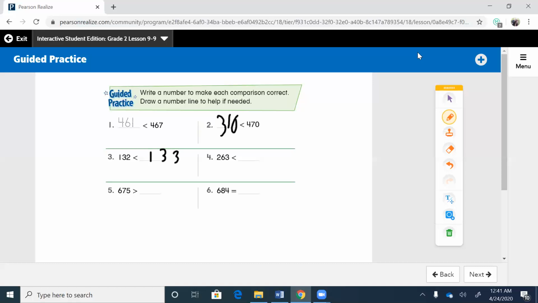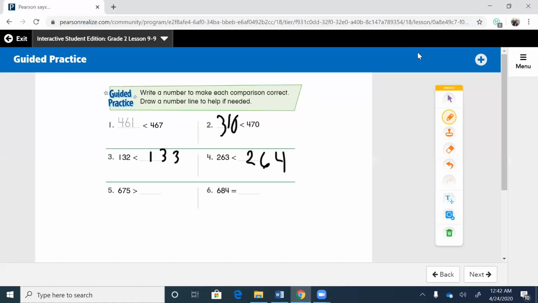Look at number 4. First thing you do is look at your symbol. I notice the alligator's eating nothing. What does that mean, guys? Yes, we need to find a number that's bigger, right? 263. A number bigger, I'll just go one more, 264. That reads 263 is less than 264.